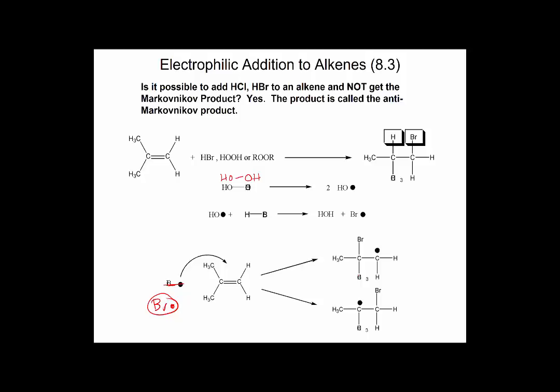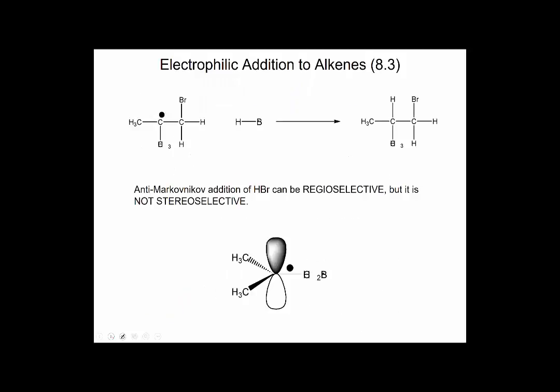So HBr and peroxide: anti-Markovnikov, 50-50. Br2, right? What am I adding? 2 Brs. Markovnikov or anti-Markovnikov? Doesn't matter, it's 2 Brs, right? Can Br2 addition be regioselective?